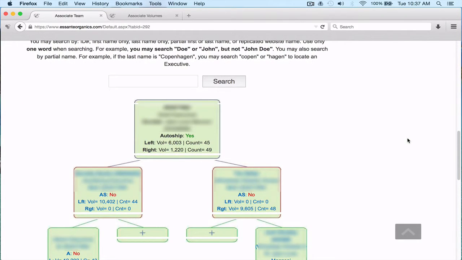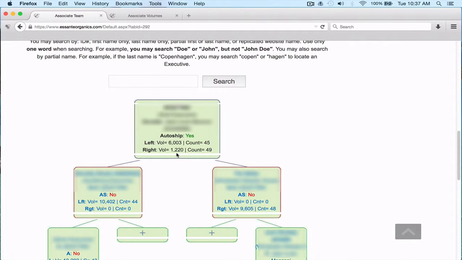When you look at your green tree genealogy, you're going to see you at the top of your green tree genealogy. This will be you, and you're going to see your left volume. You're going to see how many people you have on your left side. You're going to see your right volume and how many people you have on your right side. So in this example, we see that we have $6,003 on our left side, and we see that we have $1,220 on our right side.